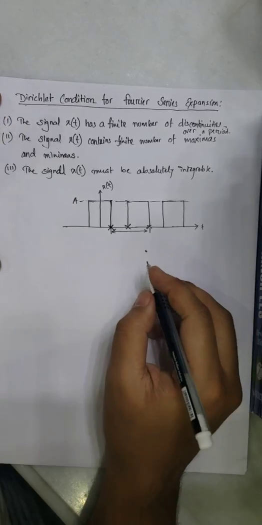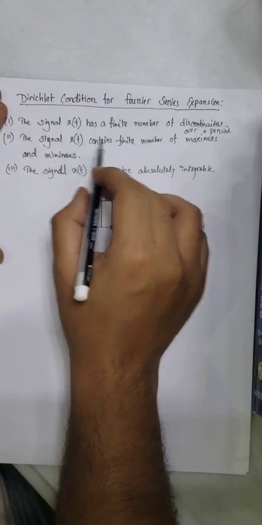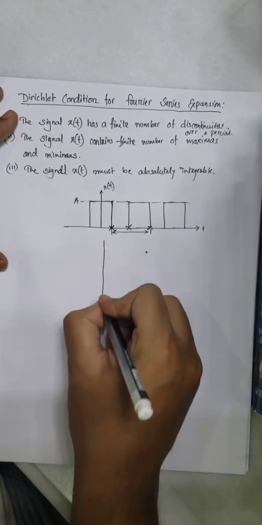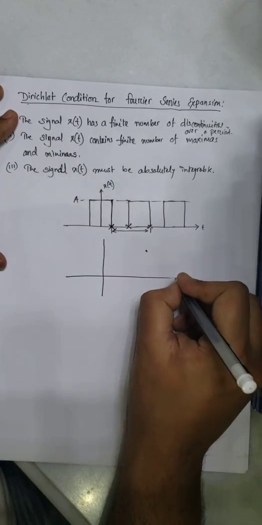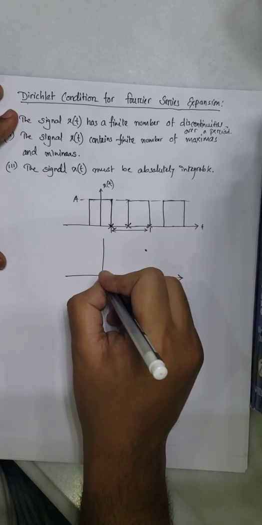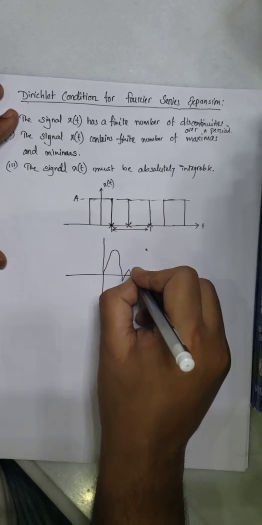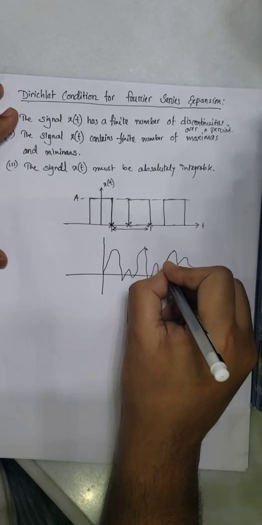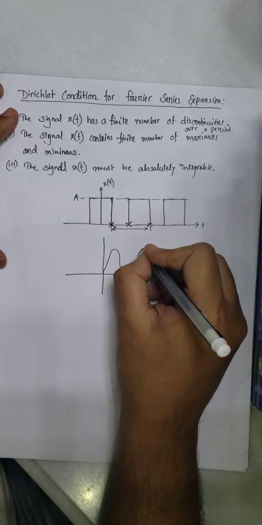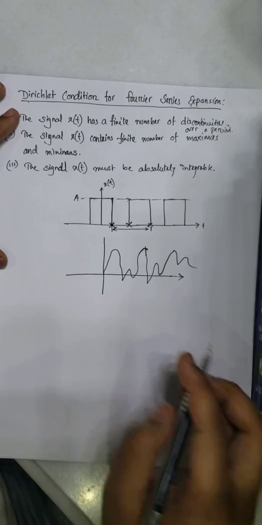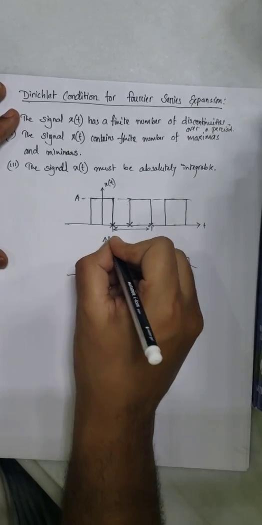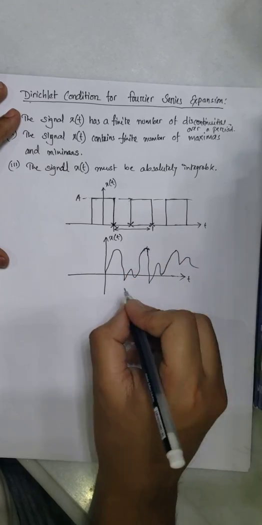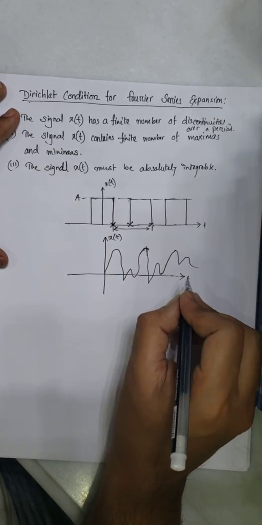Now let us go to the second condition, which says the signal x of t contains a finite number of maximas and minimas. Let us consider another signal which goes something like this. Arbitrarily we have drawn a signal where this is t and this is x of t. The signal must have a finite number of maxima and minima.